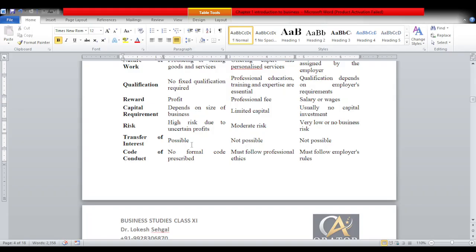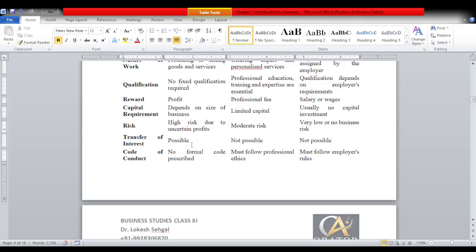In the same way, when you are appointed in a particular organization, they will pressure you to follow their rules and regulations. So organizations have some rules, and professional services have some ethics which the professional or employees are required to follow. But there is no formal code of conduct for a business, right?